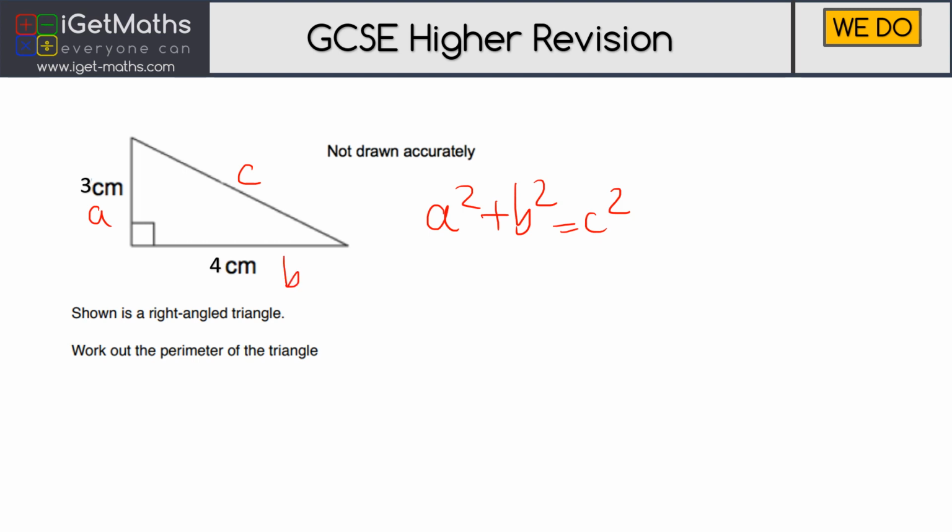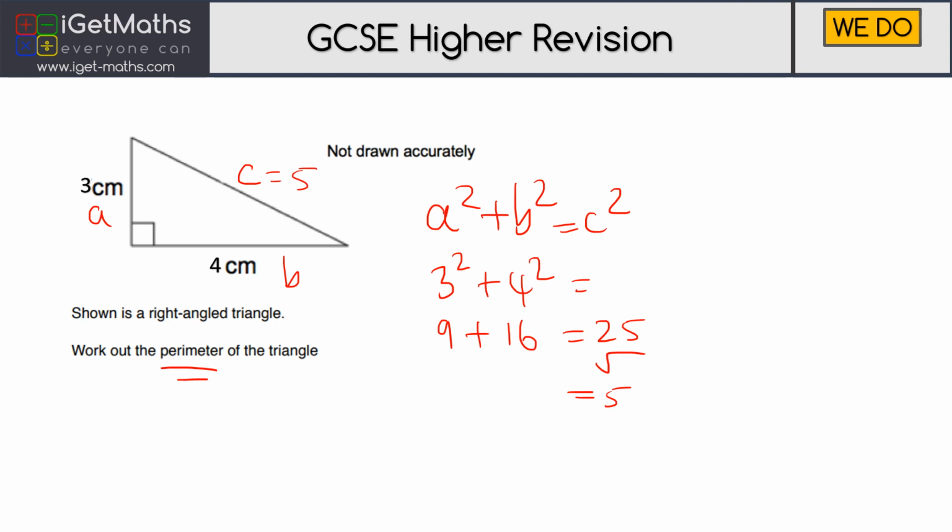So we've got 3 squared plus 4 squared. 3 squared is 9, 4 squared is 16. Add that together, you get 25. Square root 25, you have got 5. So c equals 5. Remember though, we are trying to find the perimeter, so we're going to add that up. So perimeter equals 3 plus 4 plus 5. That gives me a total of 12 centimeters for the perimeter.